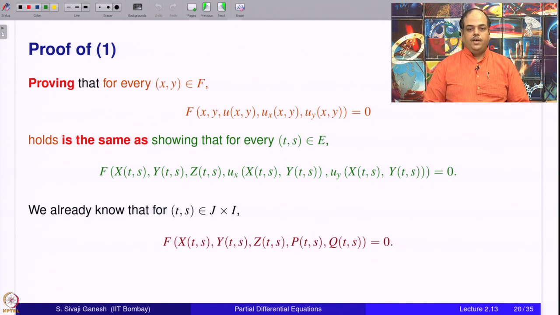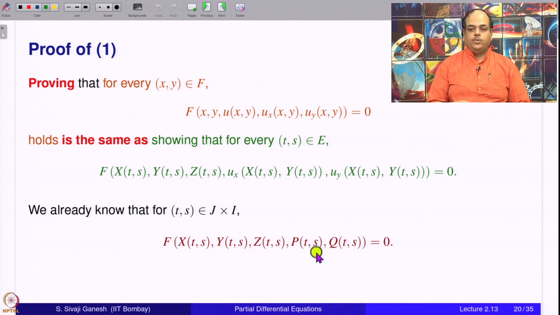And we already know that for (t, s) in J cross I, f(x(t,s), y(t,s), z(t,s), p(t,s), q(t,s)) is 0. This we have seen in step 2, while defining the initial strip. So, this is known, we want to show this. There is a difference between the two, the difference being in the last two coordinates: u_x(x(t,s), y(t,s)) is here, p(t,s) is here, u_y(x(t,s), y(t,s)) is here, q(t,s) is here. Suppose we show that this pair of functions of (t, s) is the same as this pair, then we have shown this because it is already known.